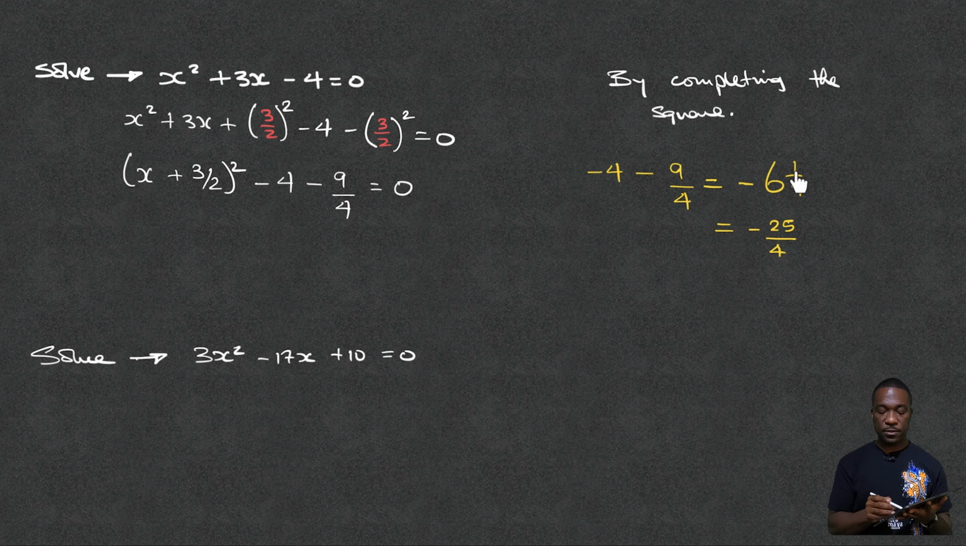But 6 times 4 is 24, plus 1 makes 25. That's 25/4.